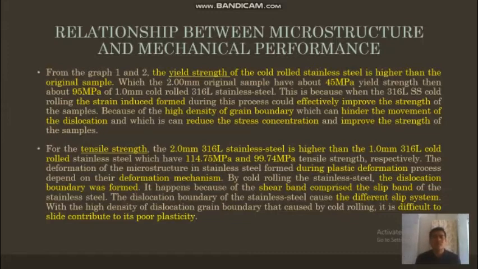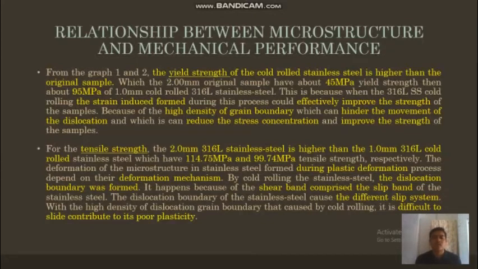By cold rolling the stainless steel, the strain induced martensite was formed during this process and it could improve the strength effectively. Because of the high density of the grain boundary, which can hinder the movement of dislocation, it can reduce the stress concentration and improve the strength of the sample. For the tensile strength, the original sample of the stainless steel is higher than the cold rolled stainless steel, which by calculation, the original sample gets 114.75 megapascal and the cold rolled stainless steel gets 99.74 megapascal.